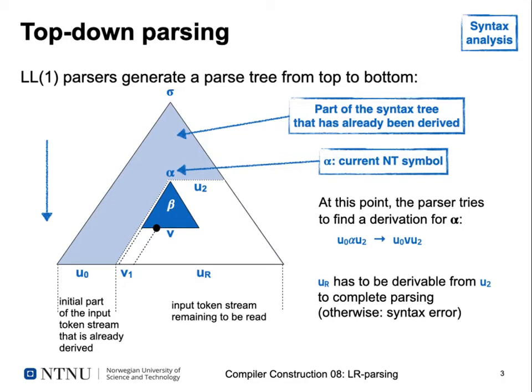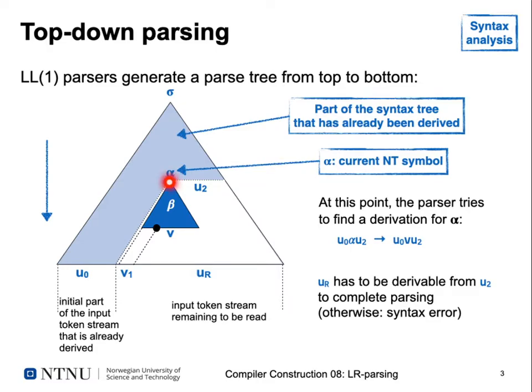So, top-down parsing, as we've already seen, means we start with our grammar and we start with our start symbol, which we call sigma here, and then using our grammar rules we try to match the initial part of the input token stream to what rules are appropriate in our grammar. So essentially at some state in your parsing, when you've parsed part of your input, you have already derived a part of your syntax tree, and then you're currently at a non-terminal symbol that you're trying to derive.